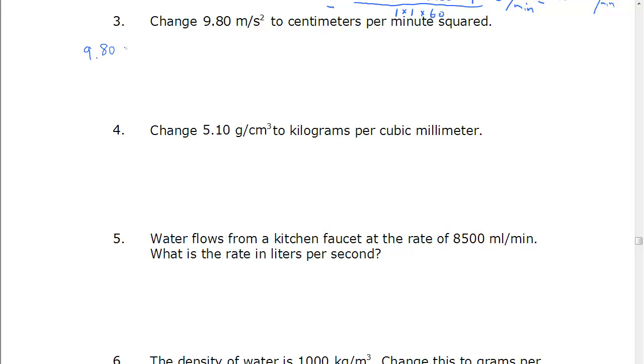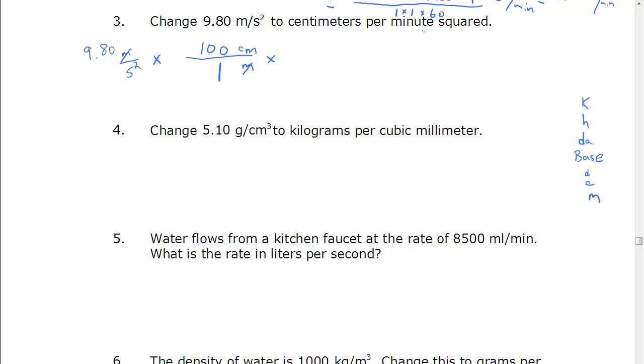So we have 9.8 meters per second squared, and we want to change that to centimeters per minute squared. We want to get rid of the meters, and in order to do that, meters needs to be on bottom. We want centimeters up top. Meters is larger, so we put a 1 there. Meters to centimeters, well, there's 100 centimeters in 1 meter. From the base to centi is 2 places, so 2 zeros or 100. So that takes care of the meters, leaving us centimeters.